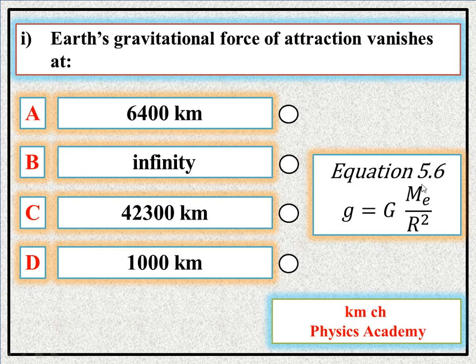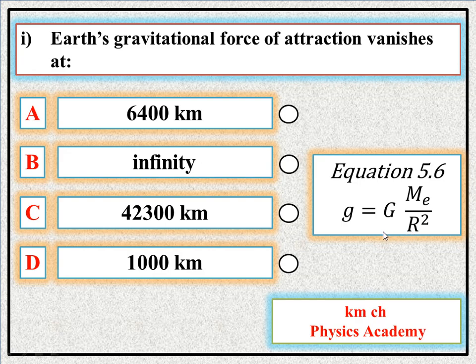Equation number 5.6 in our book is g is equal to capital G M e over r square. It gives the value of g. So in this equation, g is proportional to 1 over r square, or we can say g is inversely proportional to r square. r is the radius of the earth.